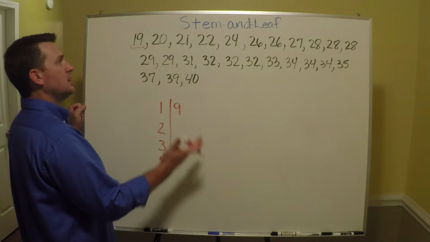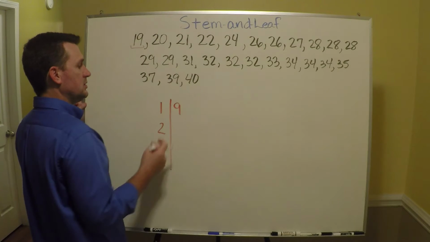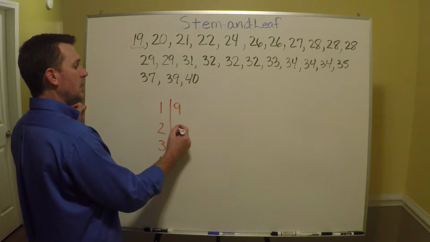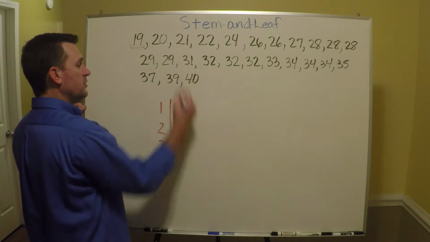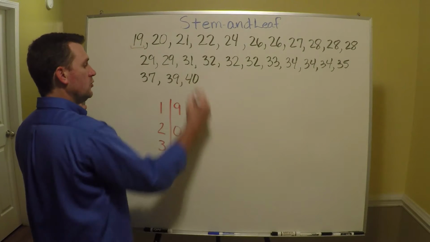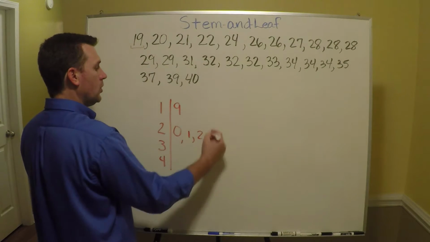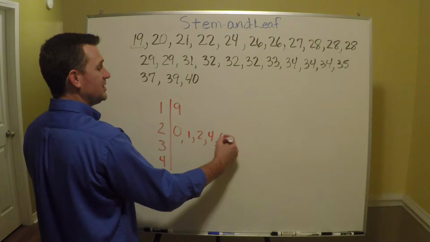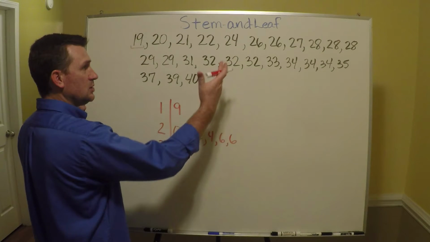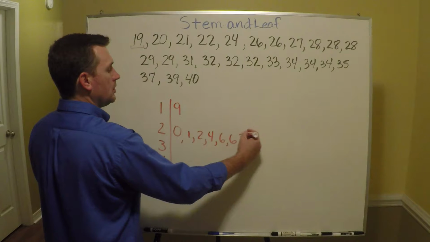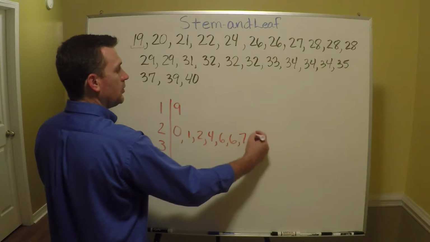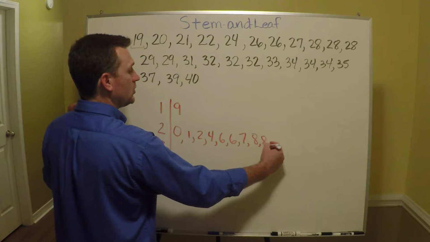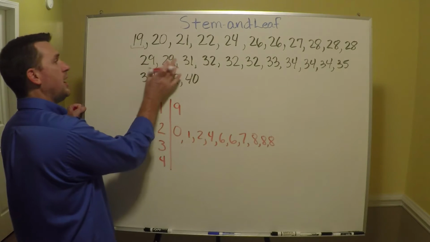On the other hand, I've got lots of entries in the 20s. So I'm going to have this 2, and then 0, and 1 for this 21, and then 2 for this 22, 4, 6, and 6 again. If it shows up twice, write it twice. 7 for 27, 3 8s, because there's 3 28s, and then 2 9s.